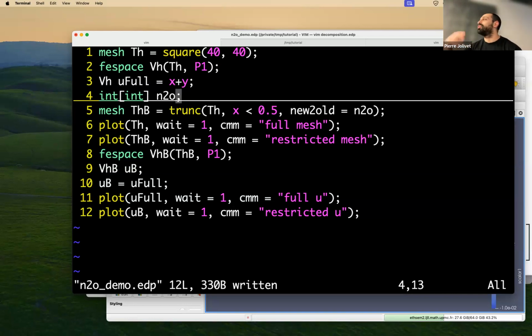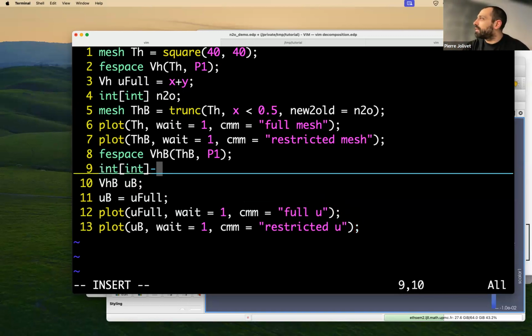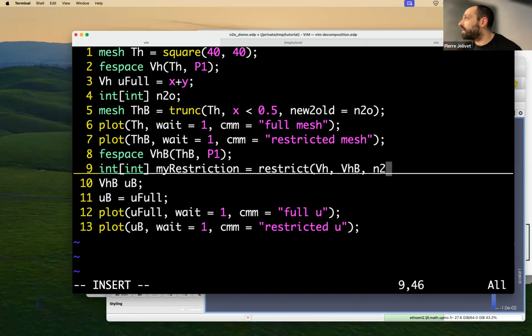And so to go to the FE space level, we need to use the restrict function. Okay. And so we can do int my restriction equal. So the keyword is restrict. And so I always get the order wrong, but I think first it's the full FE space. So here it's VH, and then the restricted FE space, so VHB. And then the N2O parameter, which acts at the mesh level. Okay, so the restrict keyword is to go from the mesh level to the finite element space level.